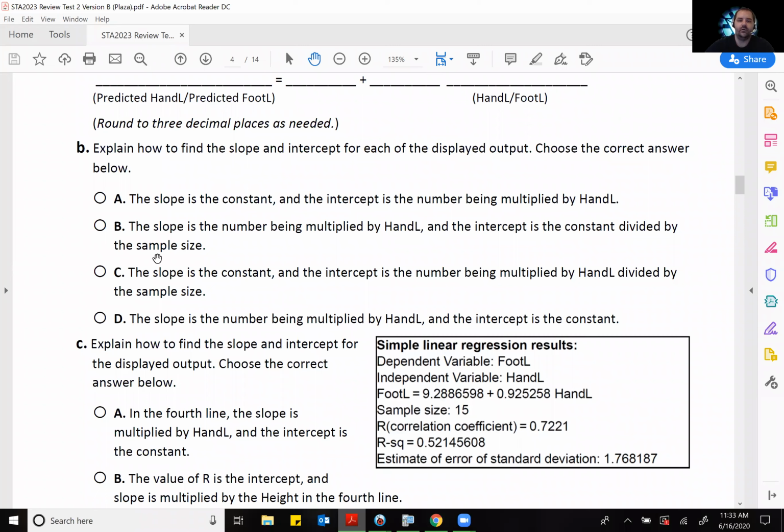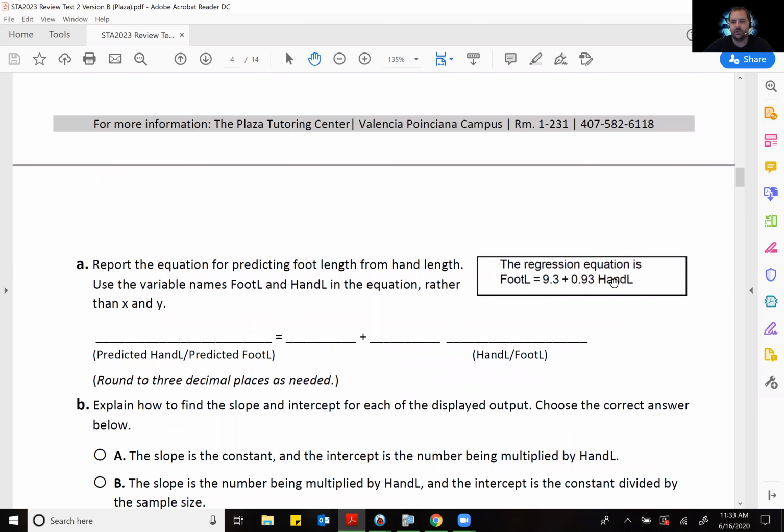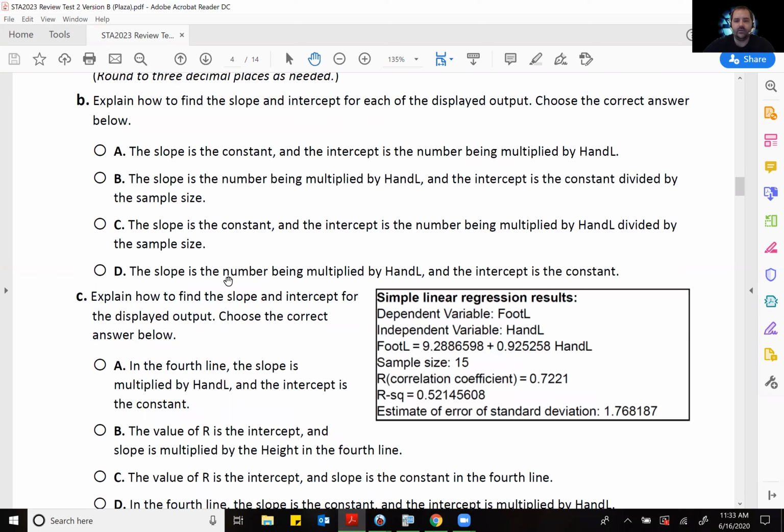So which one of these is how we find that slope and intercept? Well, the slope's not constant, so it's not going to be A or C. You got it. D. The slope is the number multiplied by hand L, which you can see in both of these. Slope, hand L. And then the intercept is the one that's the constant. You guys are good.